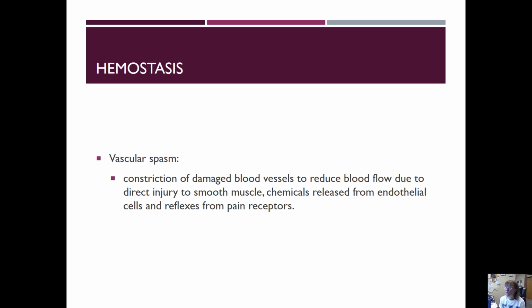So we want to make sure that not as much blood is escaping and that we give the platelets an opportunity to stick. If our blood is flowing as quickly as it normally flows, it's going to wash the platelets and the other activating clotting factors, and a clot will never form. So we need to reduce the blood flow first, and so that's the purpose of vascular spasm.